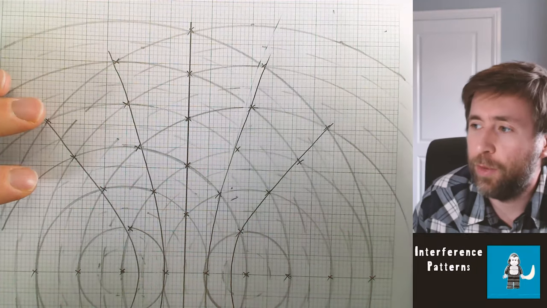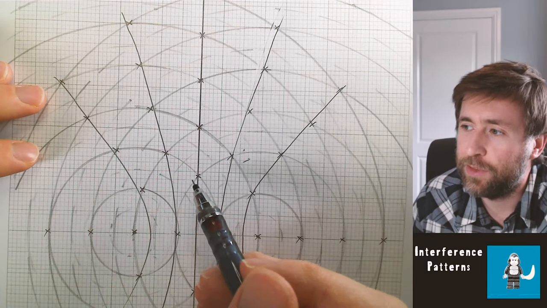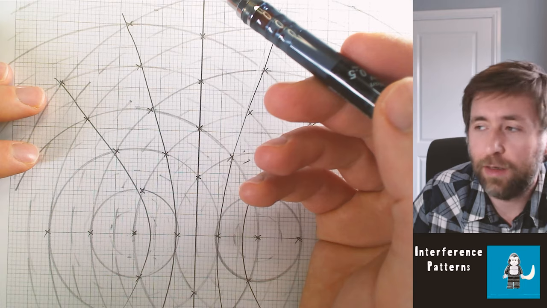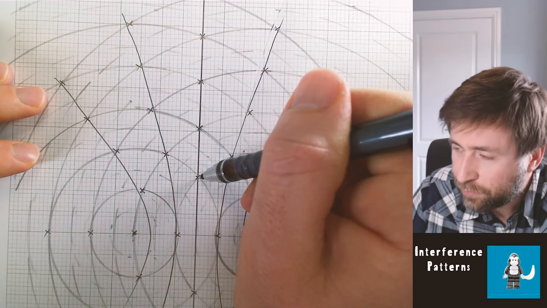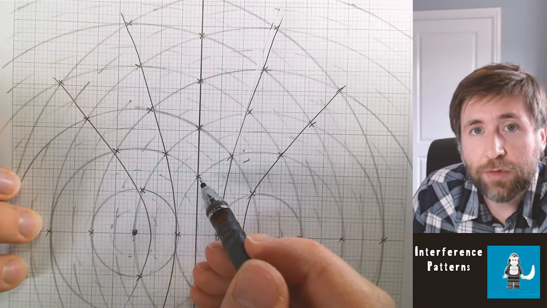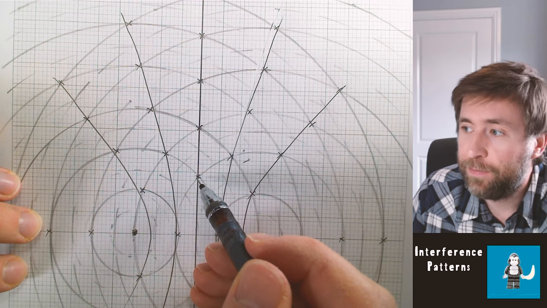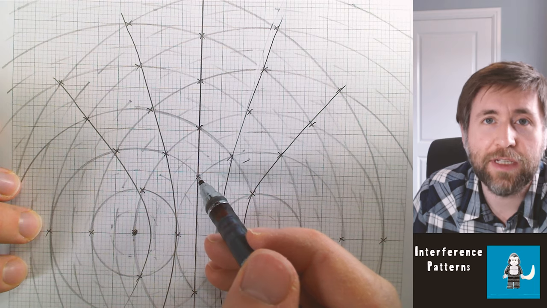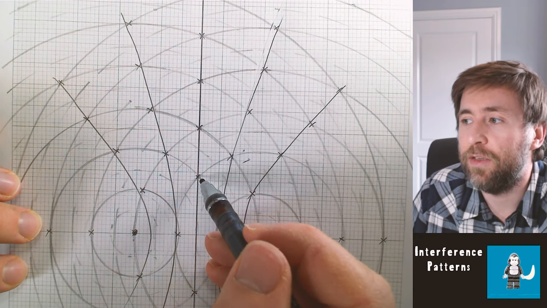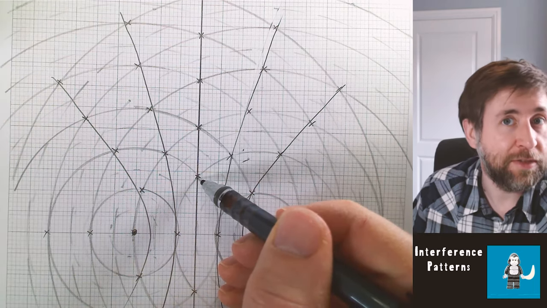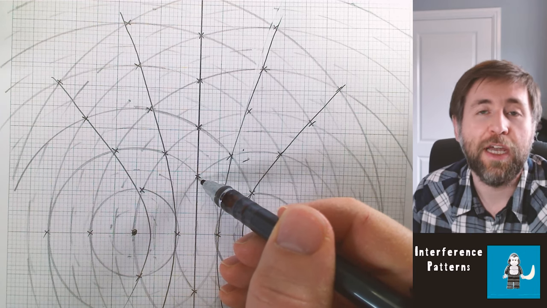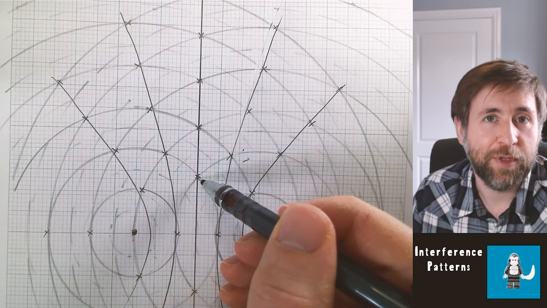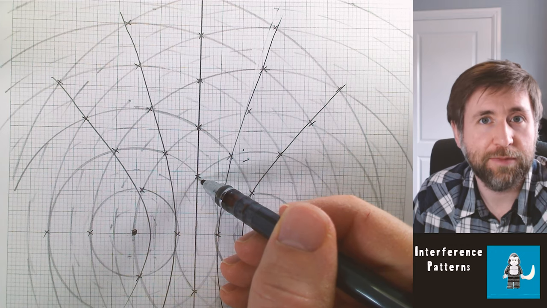Now let's just pause for a moment and talk about what's happening at those crosses and indeed anywhere along that line. Let's talk about this one here. We have a wave that's travelled two wavelengths of path to get there. And from the other source, we have another wave that's travelled two full wavelengths of path to get there. So those two waves arrive in phase. Because they're in phase, there is constructive interference and we get a maxima.